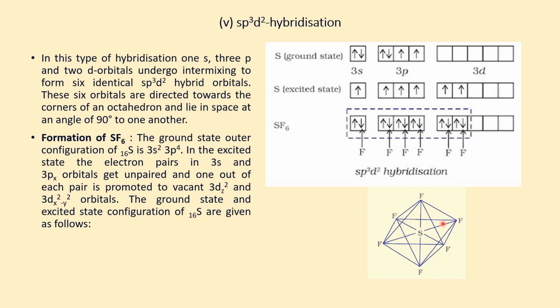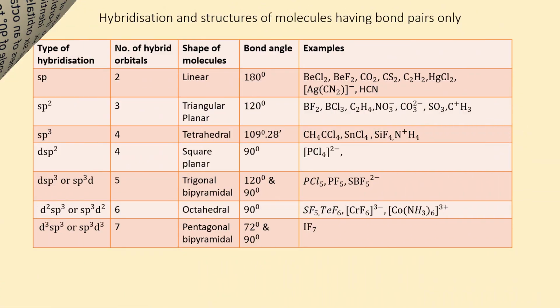And the shape of this geometry is octahedron. So, some more examples of hybridization and structures of molecules having bond pairs only. That means lone pairs are absent in this. Examples are here: sp, sp2, sp3, dsp2, dsp3 or sp3d, d2sp3 or sp3d2, and d3sp3 or sp3d3.